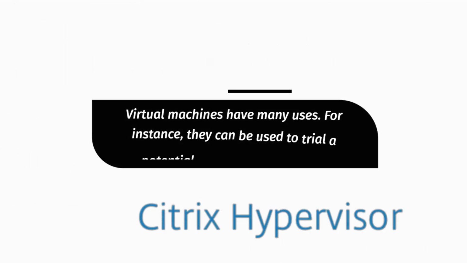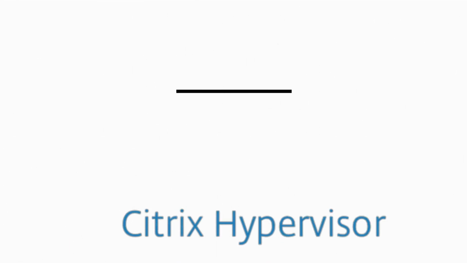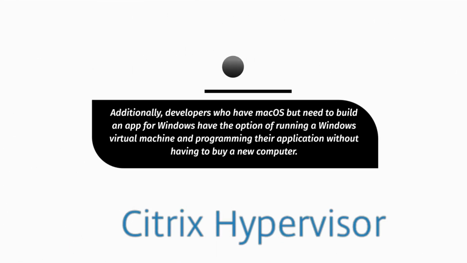Virtual machines have many uses. For instance, they can be used to trial a potential new operating system. Additionally, developers who have Mac OS but need to build an app for Windows have the option of running a Windows virtual machine and programming their application without having to buy a new computer.